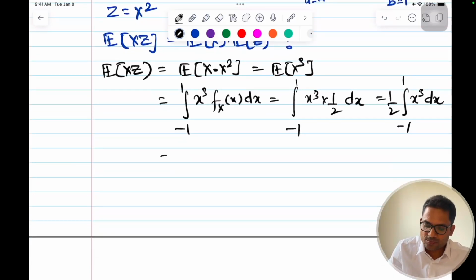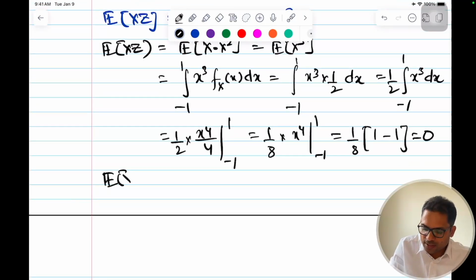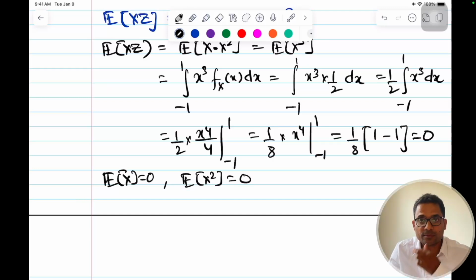So what is the integral of x cube? Increase the power by 1 and divide by the same number. So that is half into x power 4 by 4, from -1 to 1, which is equal to 1 by 8 into x to the power 4 integrated from -1 to 1. So it will be 1 by 8 into 1 to the power 4 minus 1 to the power 4, which becomes 1 minus 1, so this is equal to 0. And what is the expected value of x? This is 0.